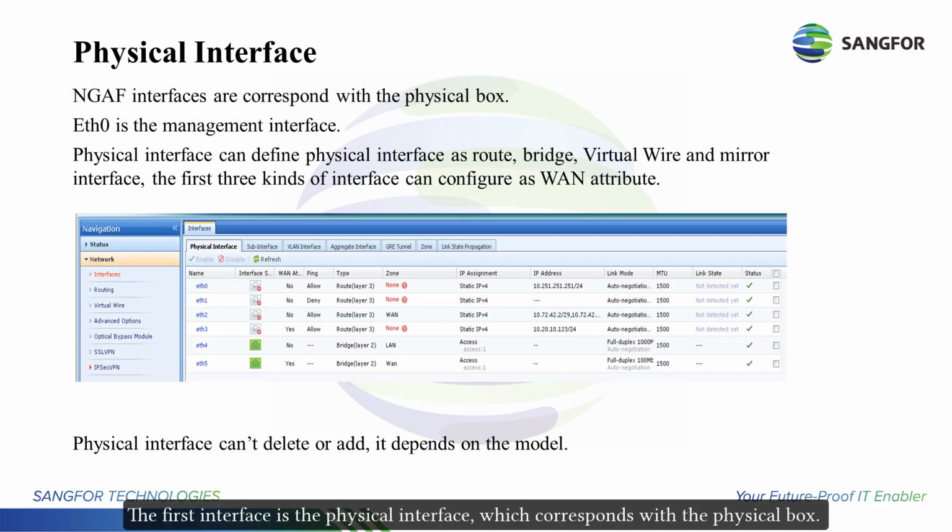The first interface is the physical interface, which corresponds with the physical box. In this interface, ETH0 is the management interface. Physical interface is the interface that can define physical interface as route, bridge, virtual wire and mirror interface, and the first three kinds of interface can be configured as one attribute. Physical interface cannot be deleted or added, it depends on the model.